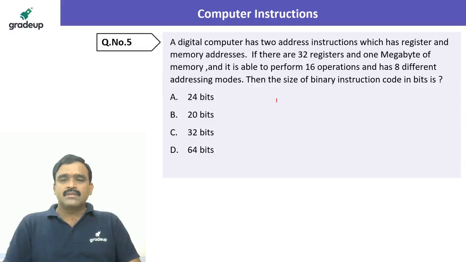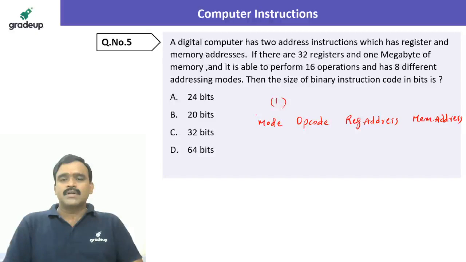So what are the parts here we are having? We are having a computer with a two address instruction which has a register and memory addresses both. There are 32 registers and 1 megabyte of memory, and it is able to perform 16 operations and 8 different addressing modes. So now you see, the mode part is there in the instruction, the opcode part is there, and a register address is there, and also a memory address is there.